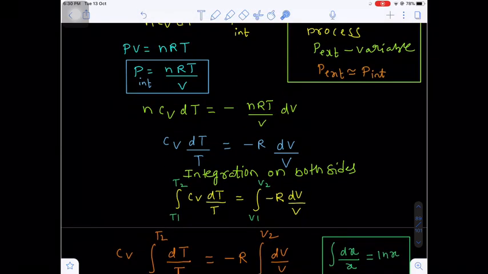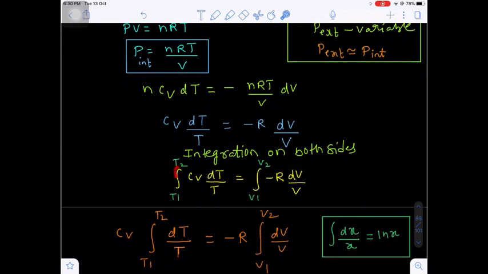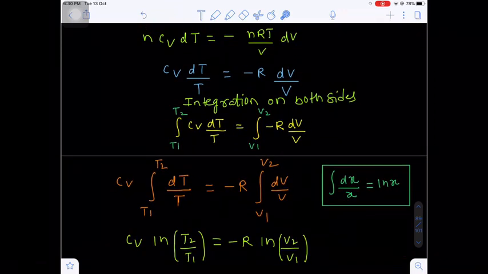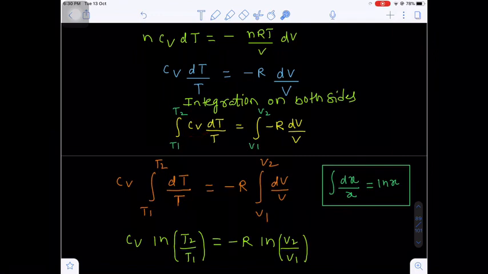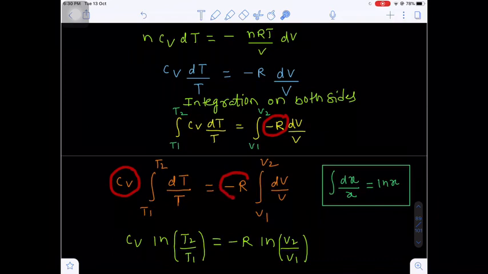Okay. And integrating on both sides. Here the limits T1 to T2, here the limits V1 to V2. Okay. Now here the CV is a heat capacity at constant volume, that is a constant, so which is temperature independent. That's why it is written outside the integration. And here minus R, that is the gas constant, that is also constant. It is written outside of the integration.